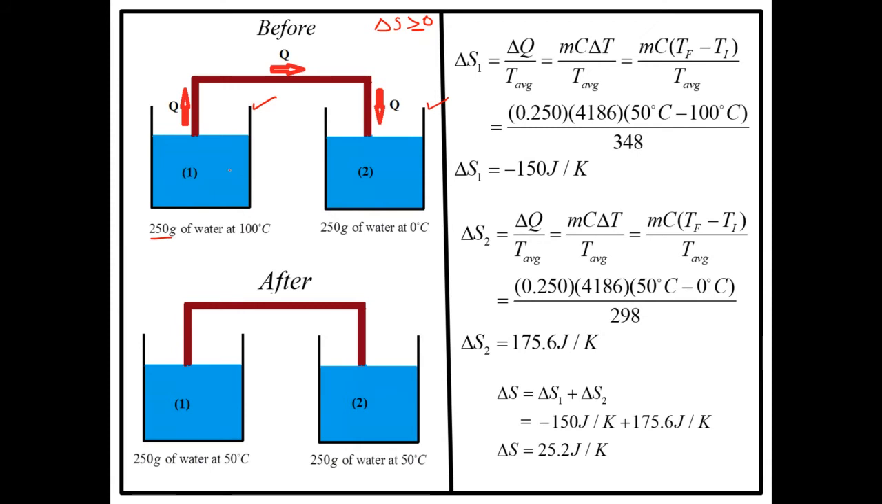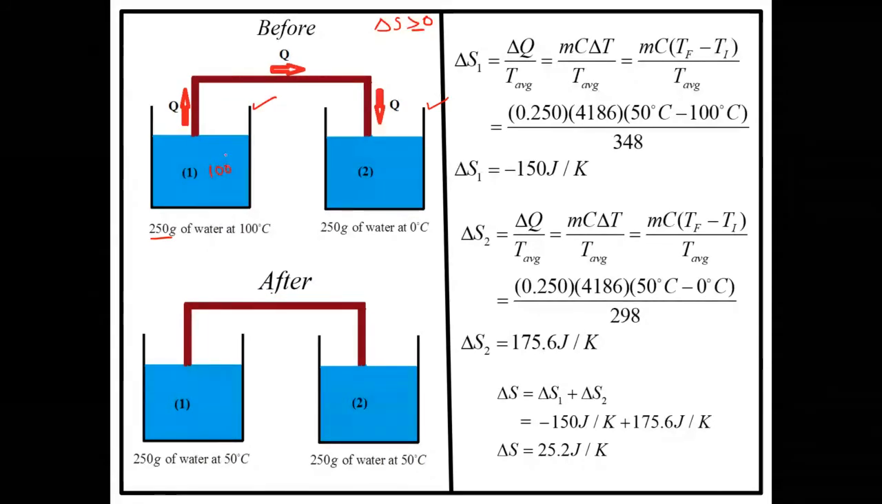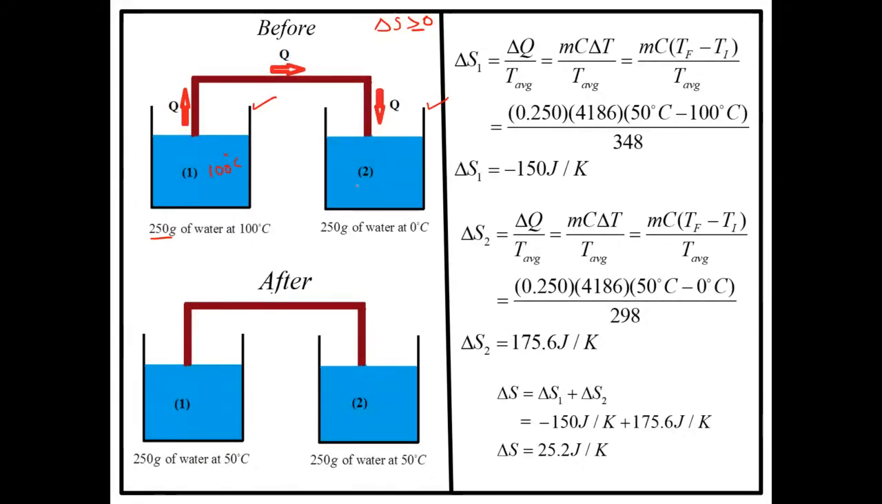250 grams. And what is the temperature of this water? 100. Okay, what is the temperature of this water? 0. Okay, now I connected these two vessels with a conducting material. When I put this conducting material, which connects both vessels of water, what will happen? Heat will be transferred from the hot region to the cold region. Am I right? Yes, you are.